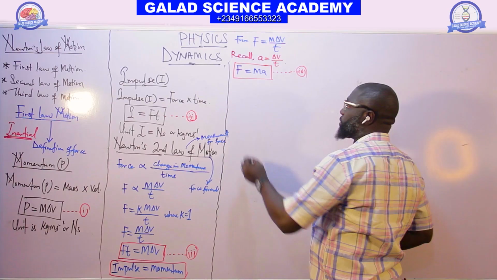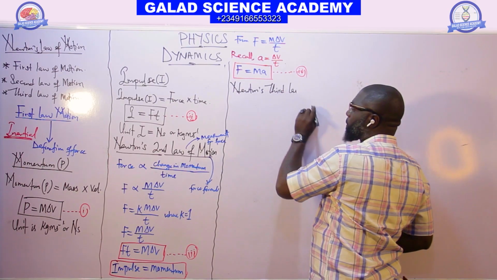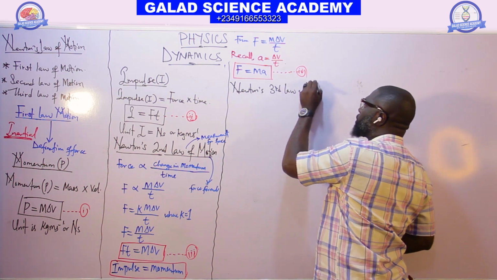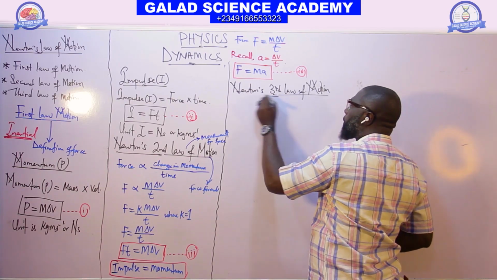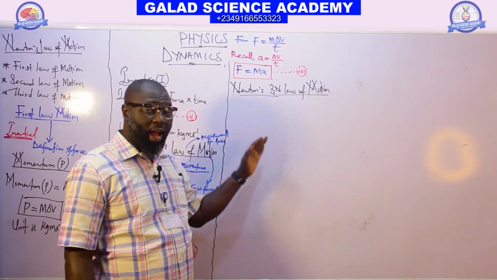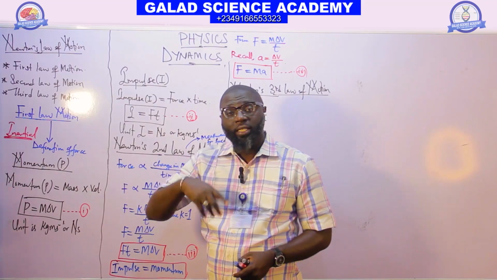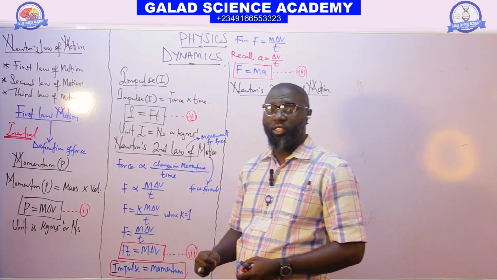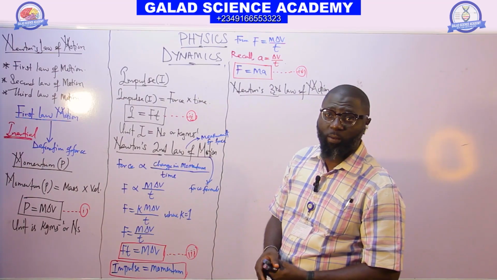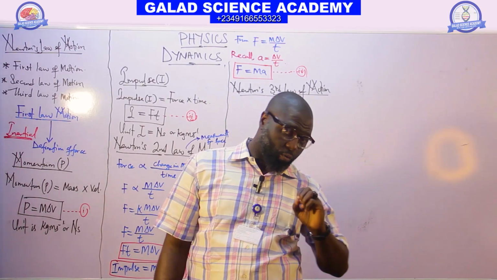So the next thing now is Newton's third law of motion. The Newton's third law of motion states that the action and reaction are equal and opposite. For every action, there must be an equal and opposite reaction. That's Newton's third law of motion. And this Newton's third law of motion gives us the properties of force.